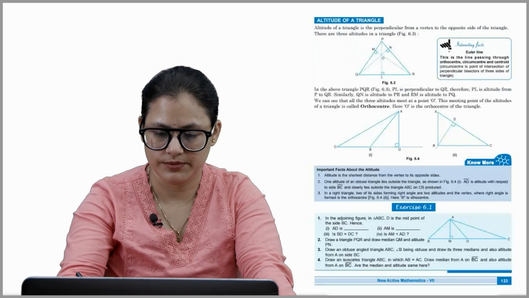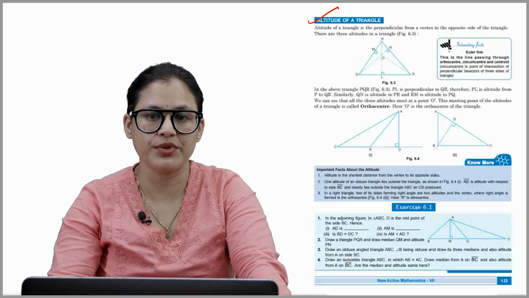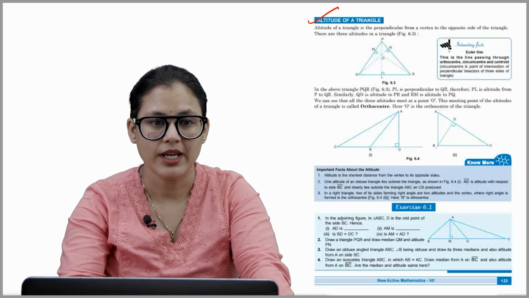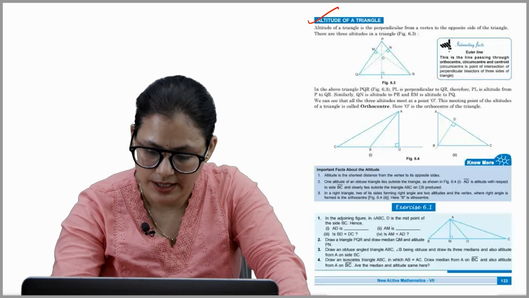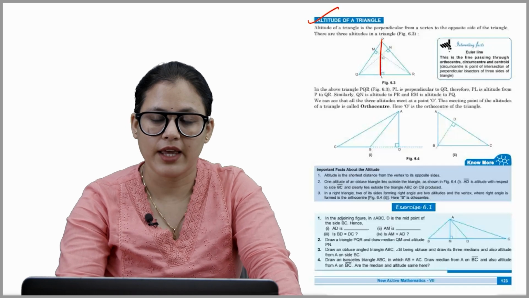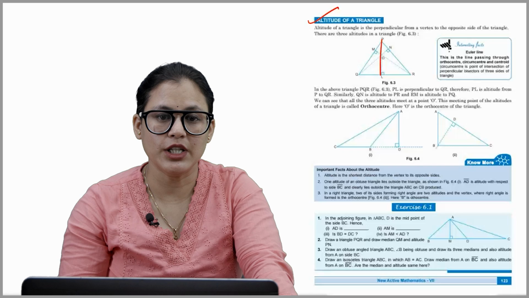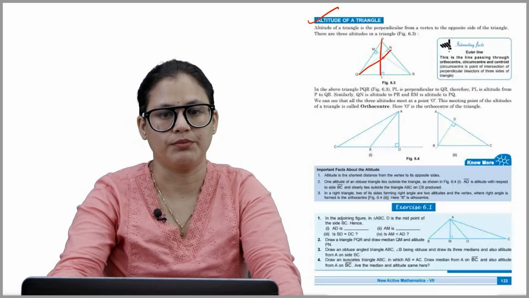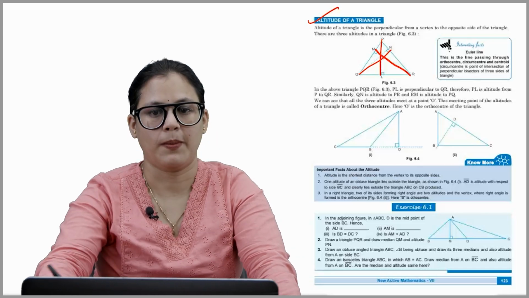Altitude of a triangle. Altitude of a triangle is the perpendicular from a vertex to the opposite side of the triangle. There are 3 altitudes in a triangle, as you can see in this figure. In the above figure PQR, PL is perpendicular to QR. Therefore, PL is altitude from P to QR. Similarly, QN is altitude to PR, and RM is altitude to PQ.